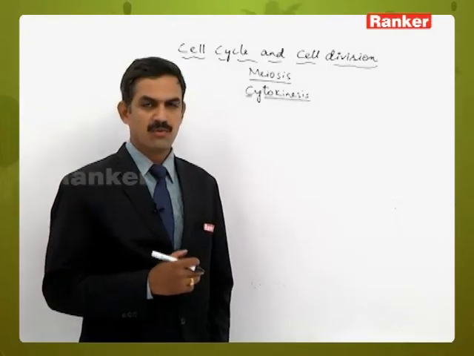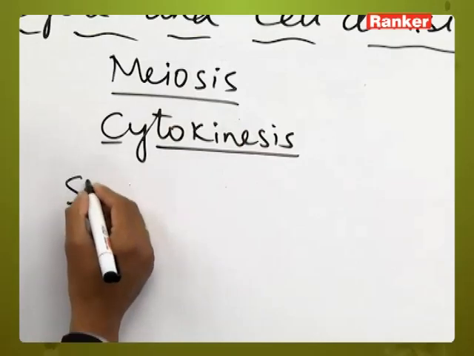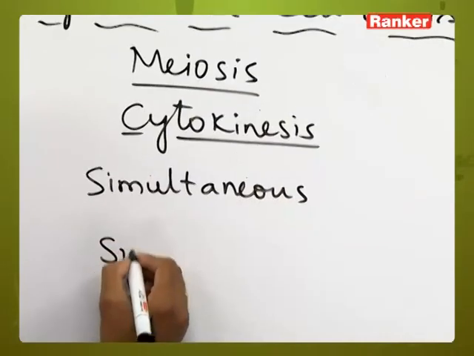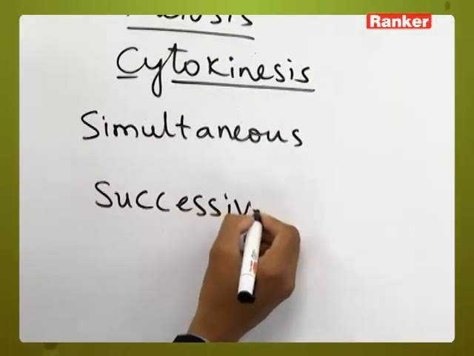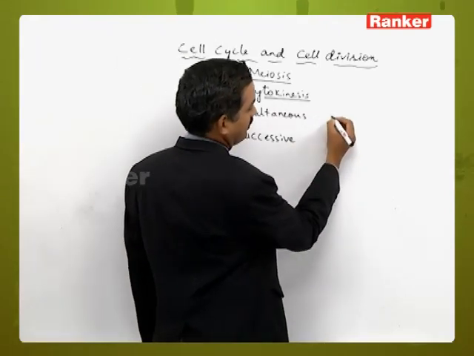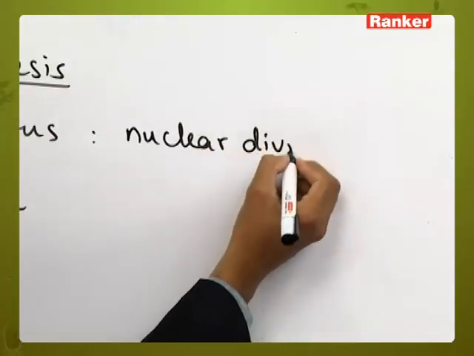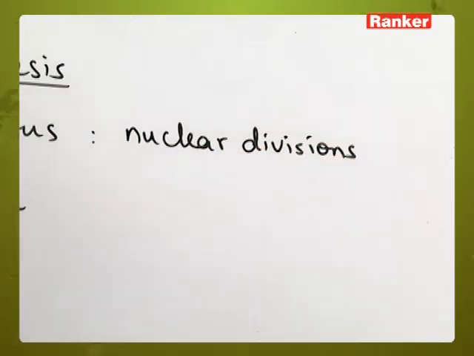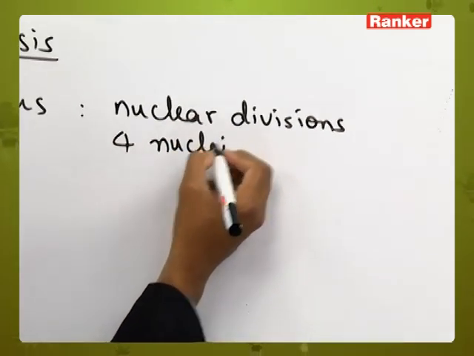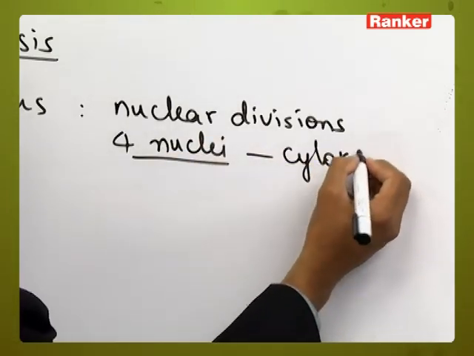After the completion of nuclear division, the cytoplasm will also divide. There are two types: one is simultaneous and the other is successive type of cytokinesis. In the simultaneous type, first the nuclear divisions occur. Both nuclear divisions occur, that is, at last 4 nuclei are formed. After formation of the 4 nuclei, the cytokinesis will occur at a time.